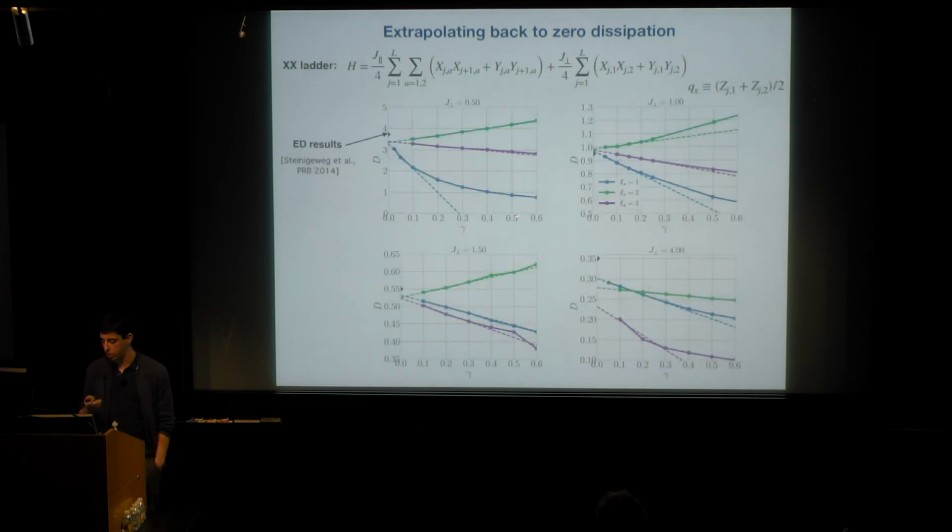And okay, this is just illustrating the same point on a different model. This is a two-leg ladder with XY terms, which has a conserved U(1) symmetry, total spin Z. And we are looking at the transport of that. For a number of different parameters, we get nice convergence. Not always, though. If you go to parameter regimes, convergence gets worse in practice.